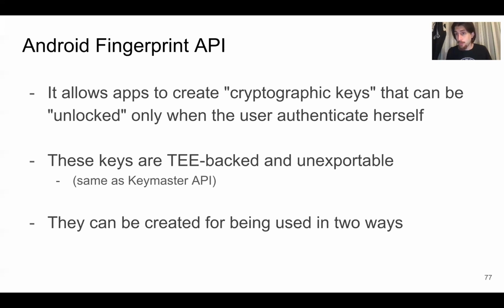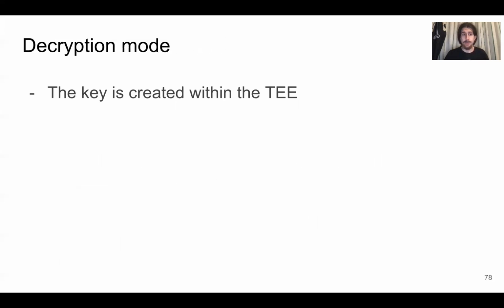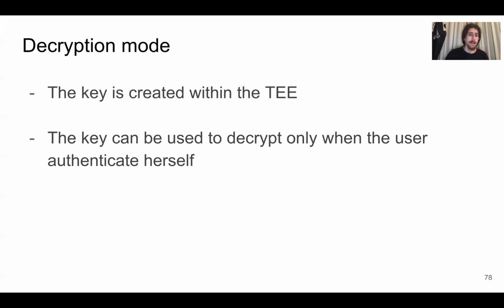And they can be created in two ways. Again, this part is now about this fingerprint API. They can be created in encrypt/decrypt mode or signature mode. Let's get to it. So encrypt/decrypt mode. The idea is the following. The key is created within the trusted execution environment, and the key can be used to decrypt only when the user authenticates herself. We said before it cannot be exported. So I can create the key, but I cannot read it.